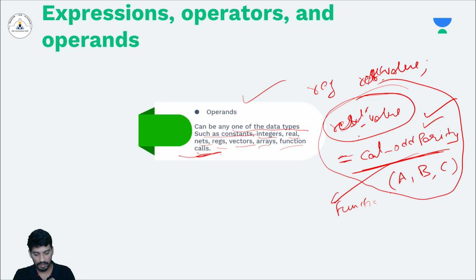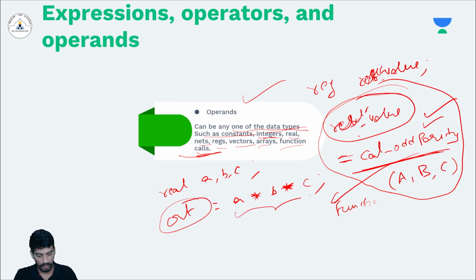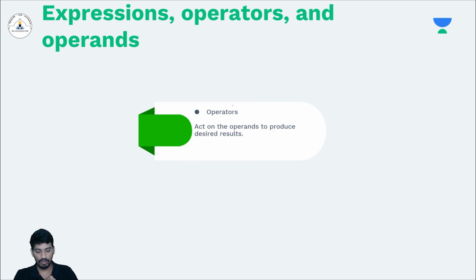Or you can define different data types. Let's say I have a real data type A, B, C, and I want my output to be equal to A into B into C, so this is the multiplication operator, asterisk, A multiplied by B multiplied by C. So what does it do? It will assign the output of A multiplied by B multiplied by C. So here the operands are real values. So we have seen what an operand is and what an expression is.